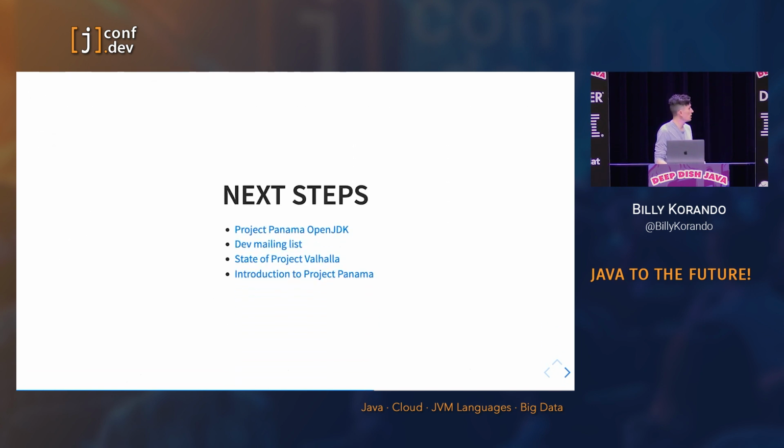Again, similar to what I showed with Project Amber, if you want to keep up with it, there is the Project Panama OpenJDK page, and there's a dev mailing list. Also, Brian Goetz published at the end of last year a state of Project Valhalla. And one of my colleagues, Dennis McCone, is writing a really great series on Project Panama. I believe he's on his third article in that series. So definitely check that out.